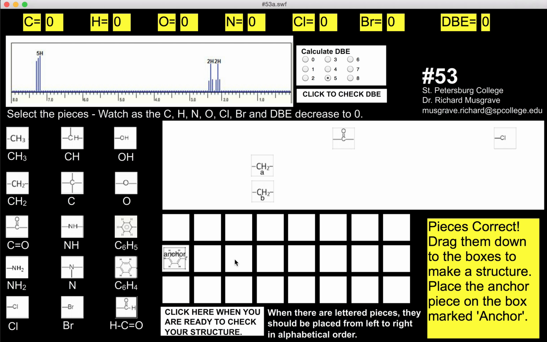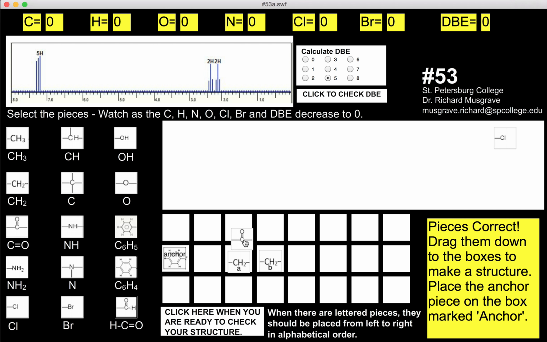We know the aromatic ring's going here. The CH2 groups are going to have to be next to each other. Now the reason we know this is because this CH2 group has 3 peaks, meaning it must be next to something that has 2 hydrogens, probably CH2. And this one is likewise. It's CH2, it's got 3 peaks, so it must be next to a CH2 as well.